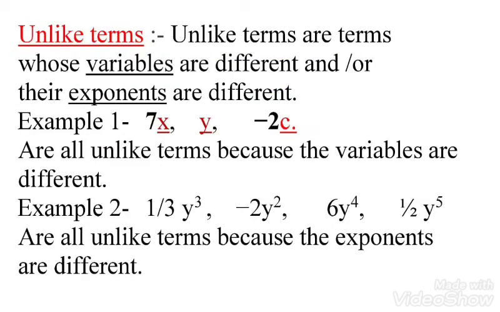What are unlike terms? Unlike terms are the terms whose variables are different or their exponents are different. Either the variables are different, or if the variables are the same, then the exponents are different.